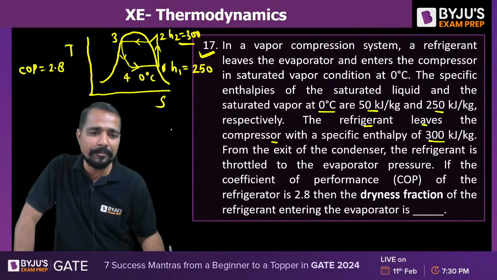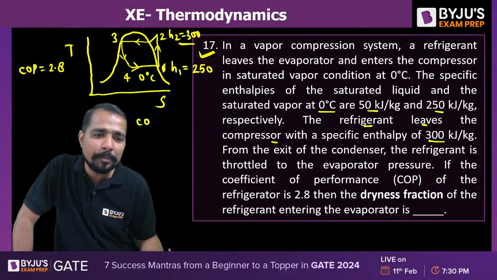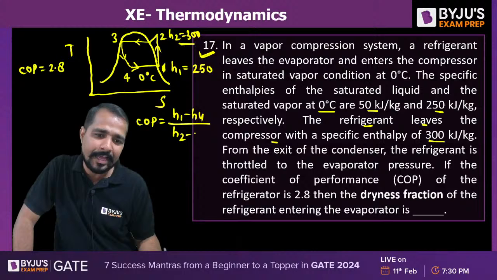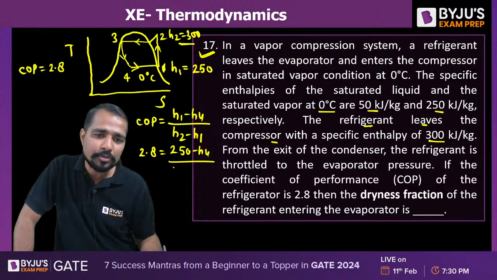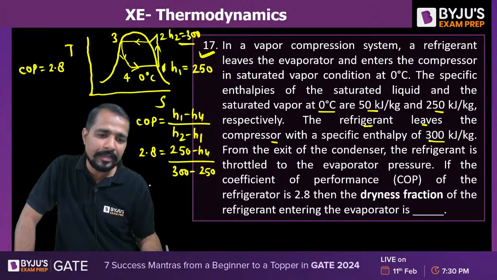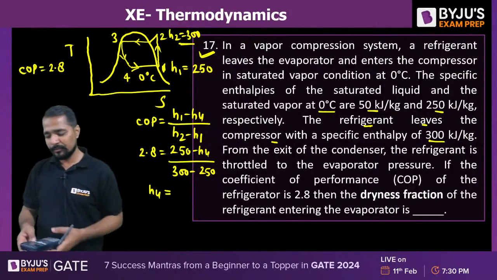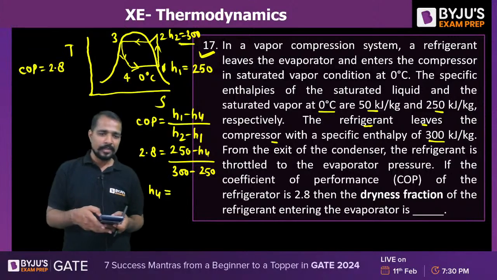If I am somewhere here, can I write the COP, my dear, will be equal to H1 minus H4 divided by H2 minus H1. COP is 2.8, H1 is 250, H4 I don't know, H2 is 300 and H2 is this one. So what is the value of H4? We need to know. Ajay, where are you? Why are we not getting the right answer?